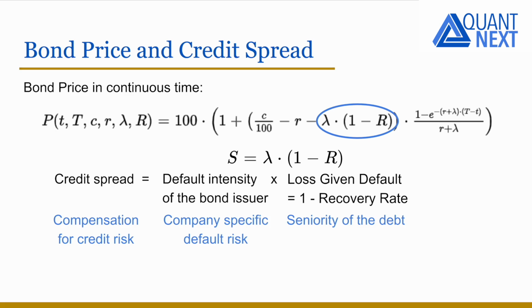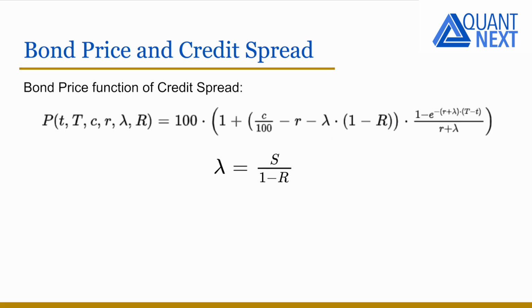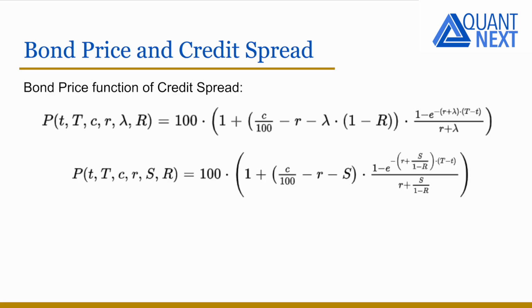Lambda is the default intensity of the issuer of the bond, a measure of its default risk. It is company specific. 1 minus the recovery rate is the loss given default, depending on the seniority of the bond. The default intensity lambda can be expressed directly from the credit spread S and the recovery rate capital R. So we can price the bond as a function of the credit spread and the recovery rate.